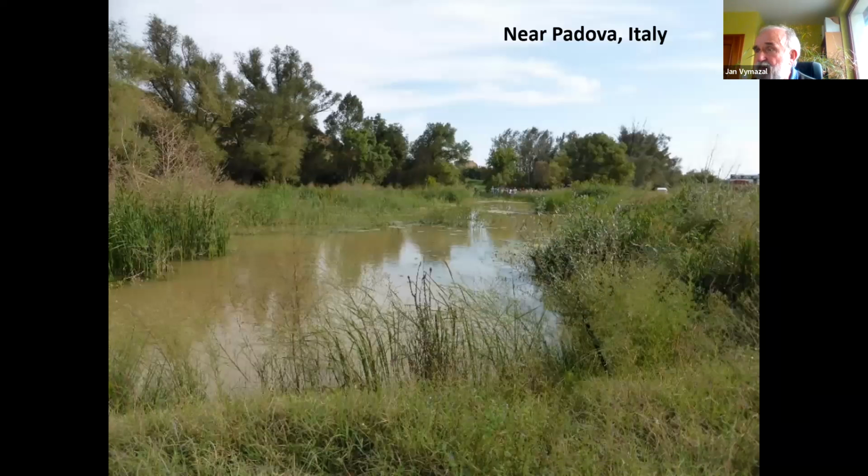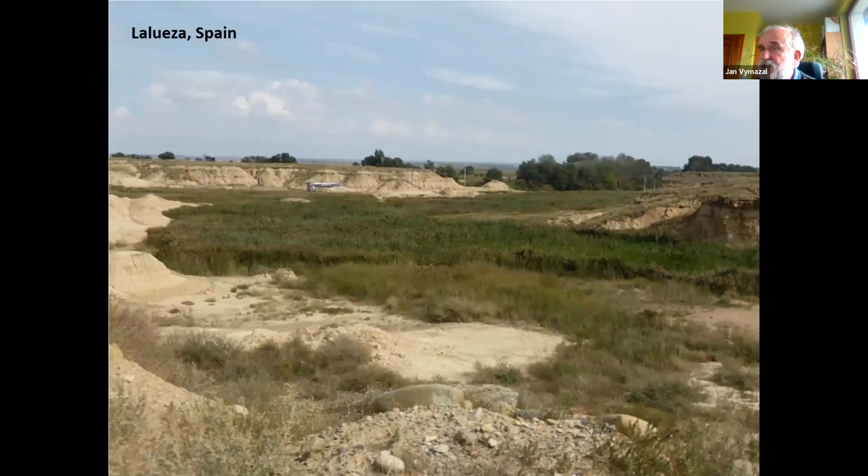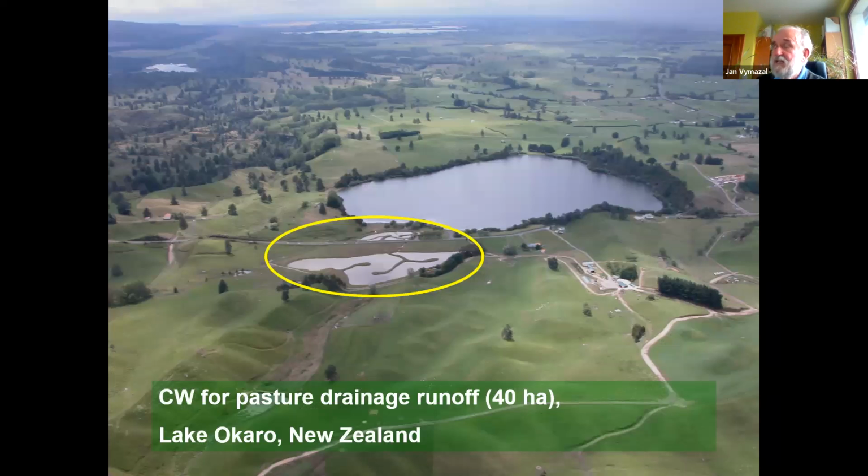This is another example of agriculture drainage wetlands from Italy. This is from Spain. This is from New Zealand, so it's the southern hemisphere. In New Zealand, there are a lot of pastures because they have a lot of sheep, a lot of cows, and they very heavily fertilize the pastures, which results in a high concentration of nitrate in the drainage waters. So they built this constructed wetland to protect Lake Okaro.